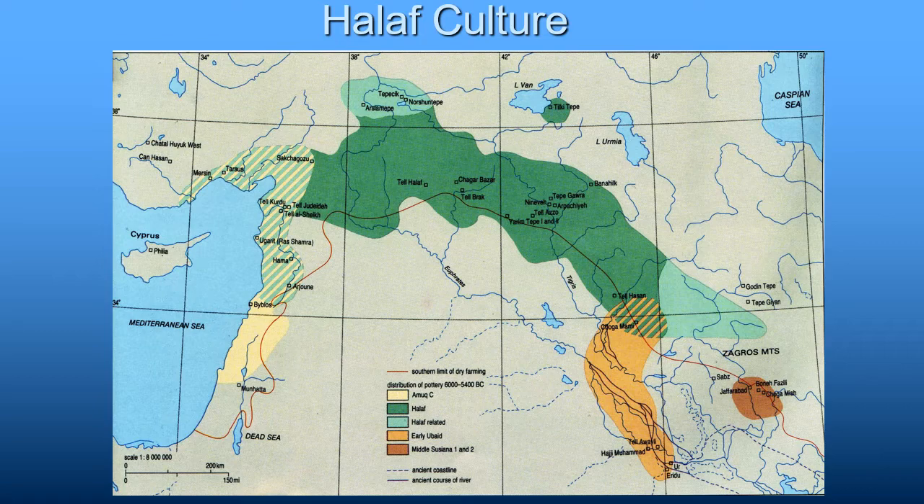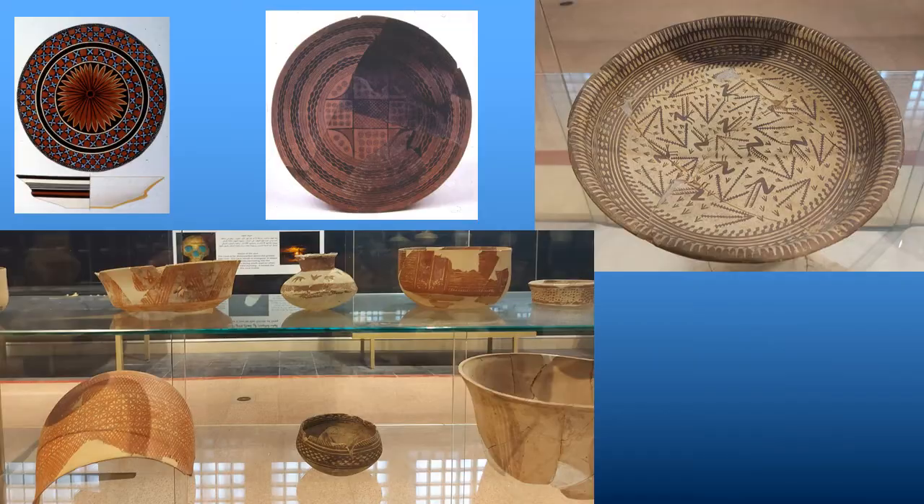Now, this map that you see here is kind of old, and we've been finding Halaf sites all the way up into Lake Urmia. So, Lake Urmia is here, Lake Van. So, hello, Lake Urmia, and then also up here in the Caucasus. So its distribution is huge, and this is the first major distribution of a culture in the Near East.